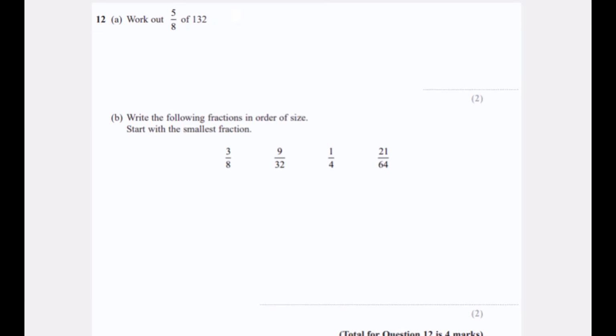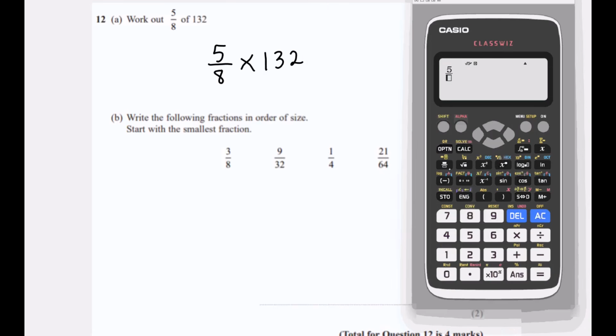Question 12, work out 5/8 of 132. When we have of, we can change it to times. So 5/8 times 132 is 82.5.